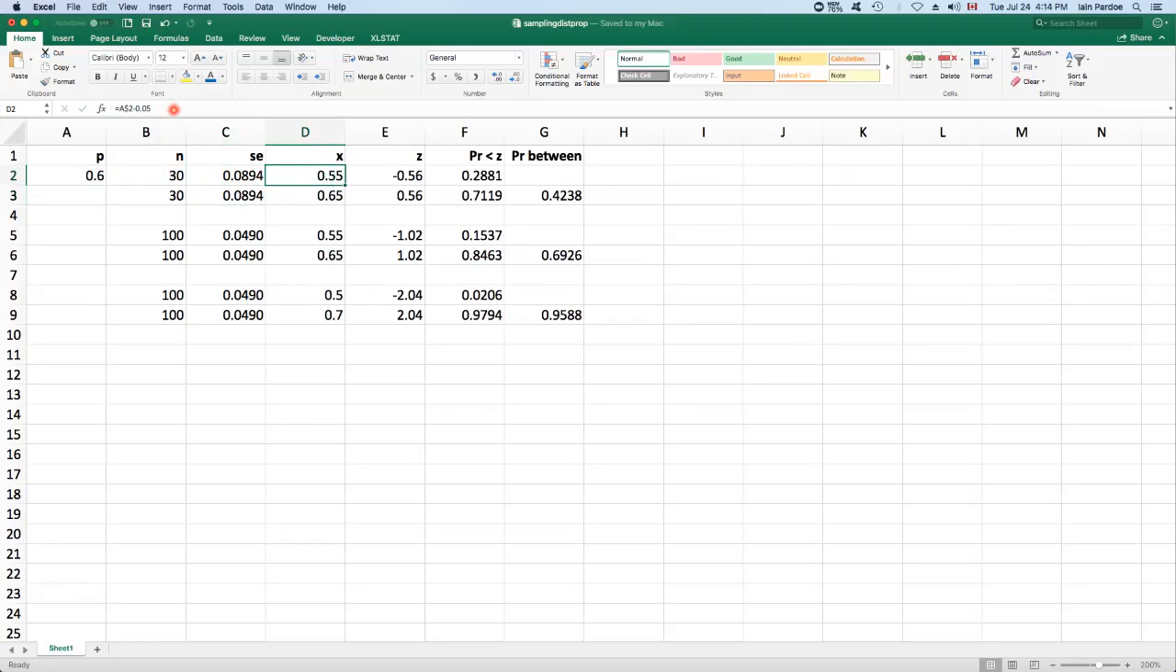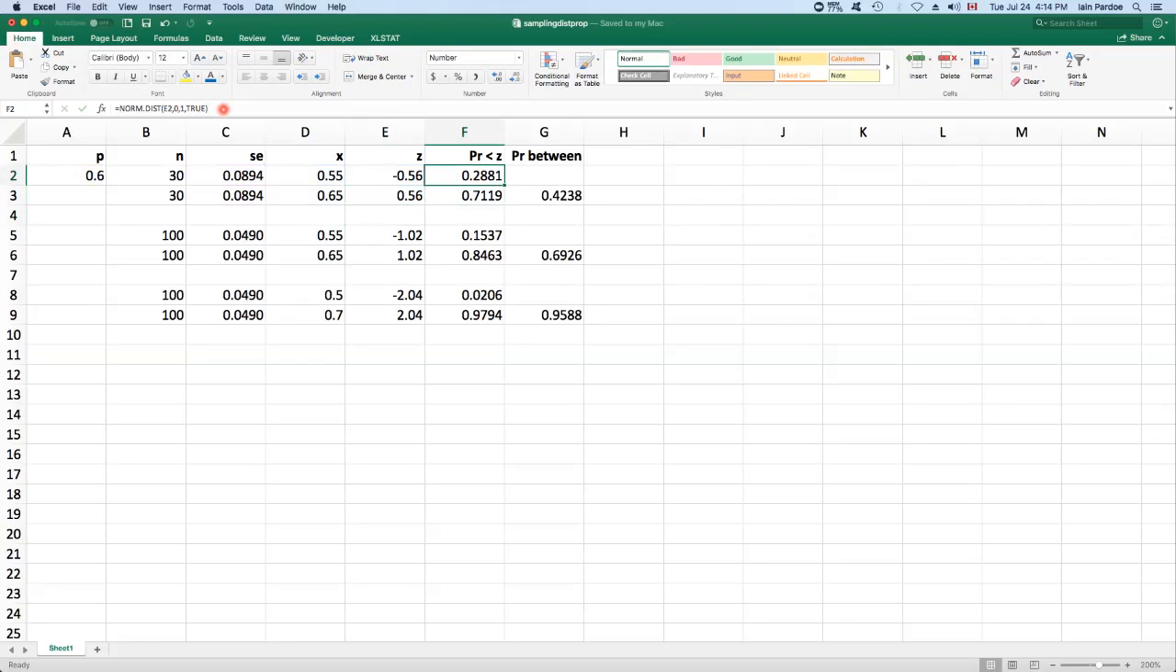And then we're going to think about having an interval going from 0.05 below 0.6 up to 0.05 above 0.6. And then we're going to figure out the probability of getting a sample proportion inside that interval. So calculate the standardized Z value by subtracting the mean and dividing by the standard error. Same here, subtract the mean, divide by the standard error. And then calculate the probability to the left using norm.dist.